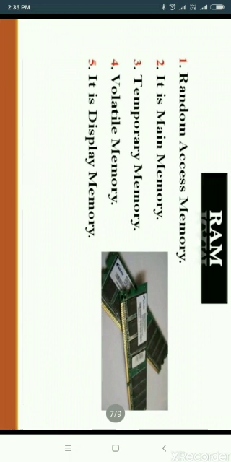RAM stands for random access memory. RAM is also called read and write memory. Information can be written onto and read from RAM. It is a volatile memory that temporarily stores the files you are working on. The information stored in it is retained as long as the power supply is on. When the power supply is switched off, the stored information in the RAM is lost.